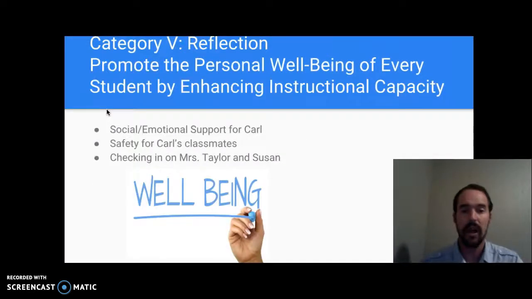I think that I promoted the personal well-being of every student by enhancing instructional capacity, by providing social emotional support for Carl, giving him calm down strategies, trying to build rapport with him. Safety for Carl's classmates ensures their well-being, that they're being taken care of. Checking in on Mrs. Taylor and Susan and having a conversation with them is going to help their well-being and knowing that I care about them as staff members, but also individually.